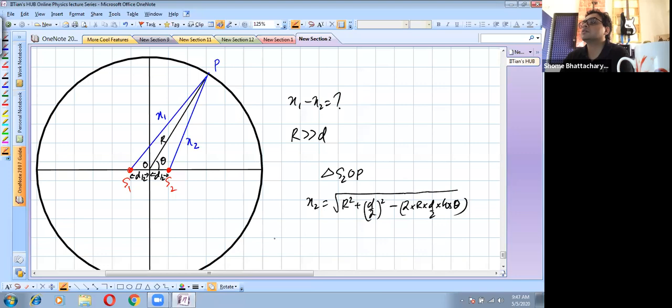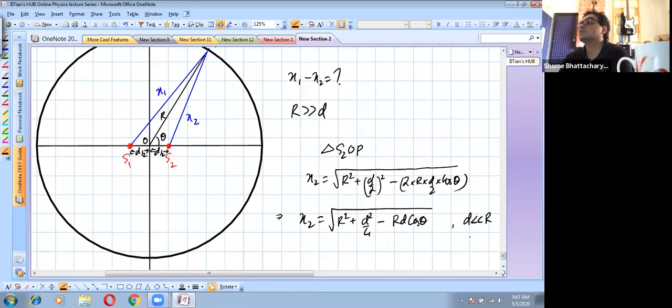So we can take x2 as square root of r square plus d square by 4 minus rd cos theta. Okay. Now we bring in the fact that d is very small compared to r. So d square by 4 becomes negligible here. So this x2 becomes approximately square root of r square minus rd cos theta.